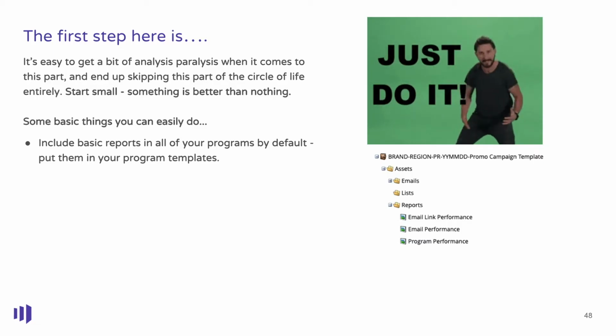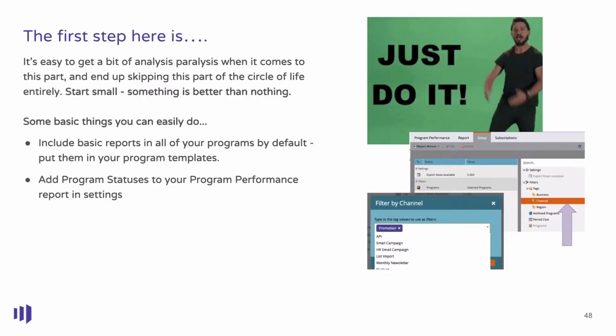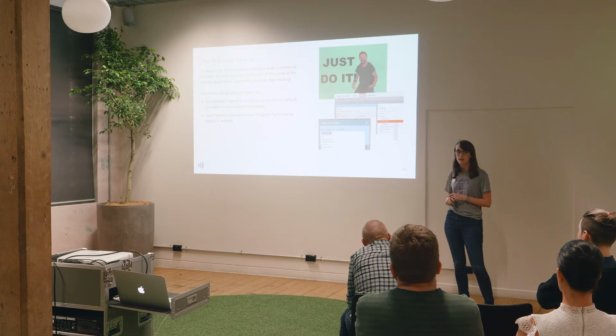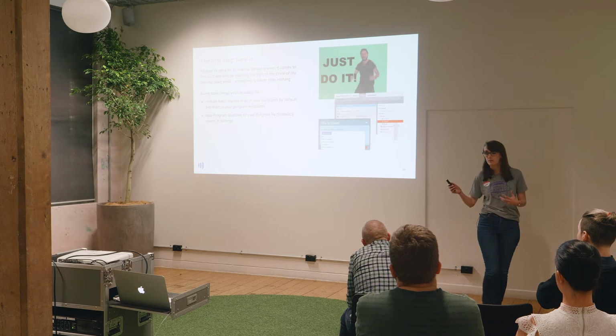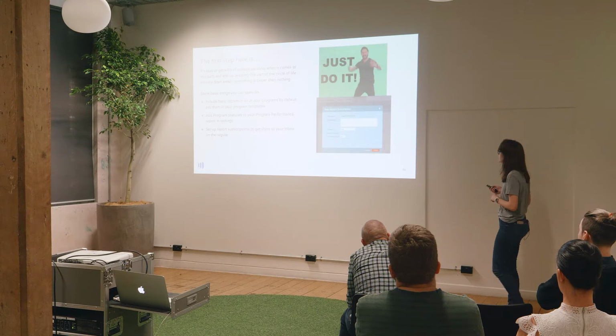First one is make sure that you're including basic reports in all of your programs by default. If you have program templates, build them into your program templates. Get them in there. It's also really helpful if you add program statuses to your program performance reports. You can do that in the settings. It helps you get a much better sense of how people are flowing through your program. A lot of people don't know you can do it.